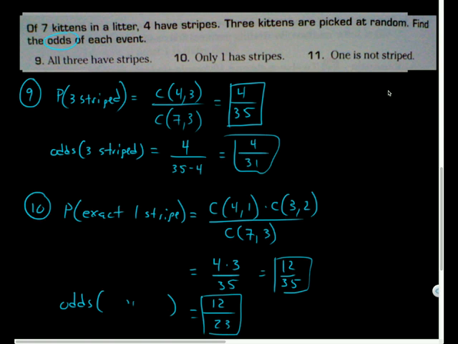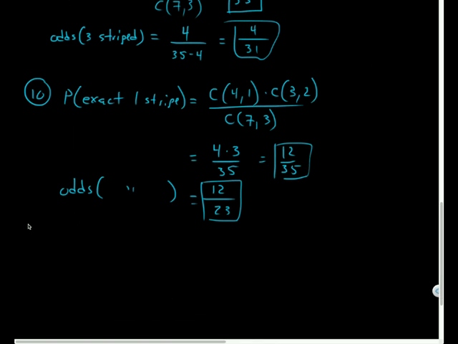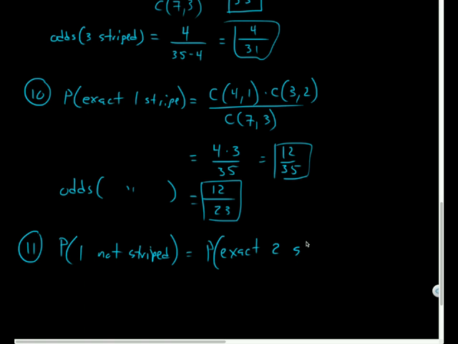And then the last quick question is, 1 is not striped. So the probability of 1 not striped. And that is the same. I could word this as exactly 2 striped, right? Is the other way I could word that. 1 not striped is the same as exactly 2 striped.